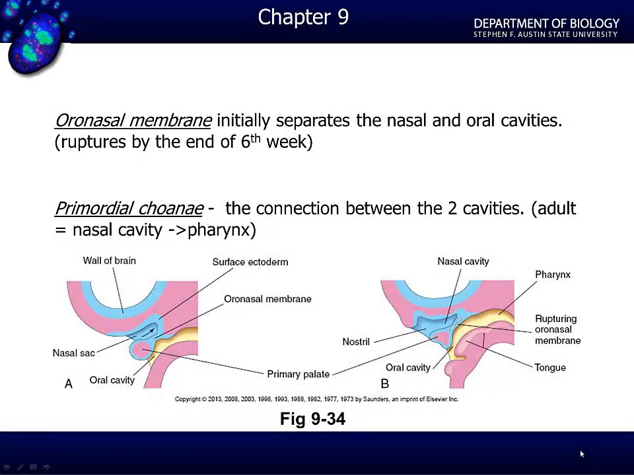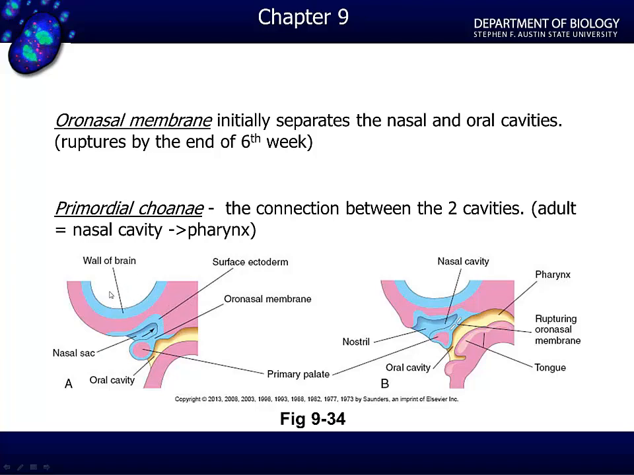So extending our nasal sac tissue deeper into our underlying mesenchyme. Here I think you can see we've cut this in a sagittal section now as opposed to a transverse section that we were looking at previously. And we can see we're beginning to form our primary palate. Here's our stomodeum and oral cavity. And our nasal sac continues to get deeper and deeper into this mesenchymal tissue.